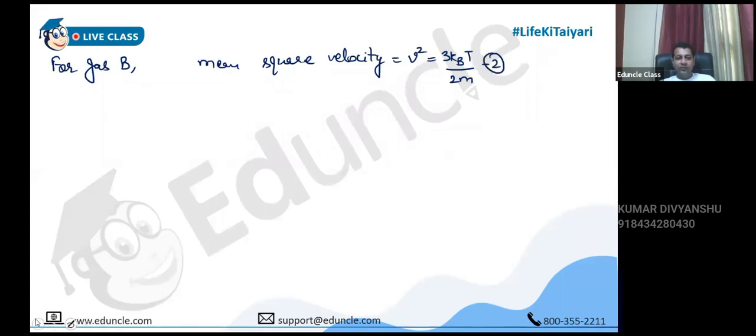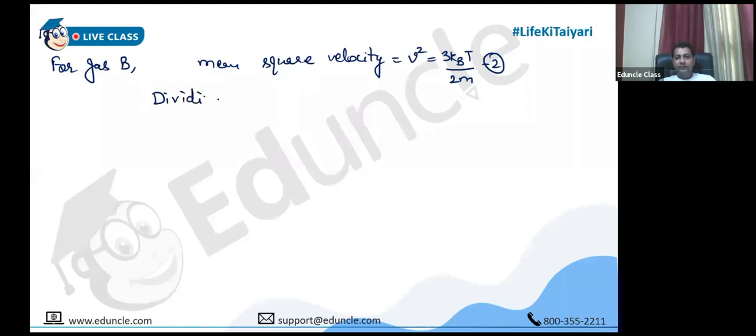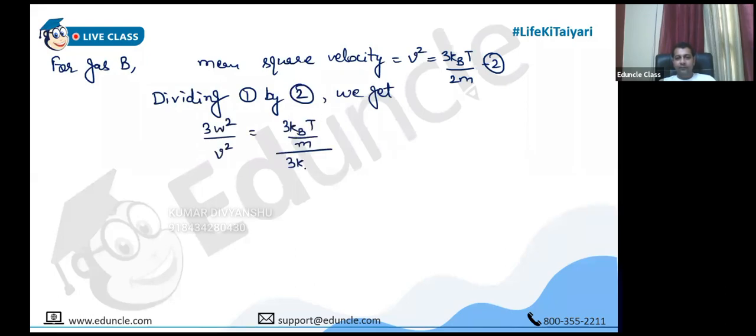Let this be number 2 and that be number 1. So now we have to get W square by V square, dividing 1 by 2. So the 3kT by m factor will get cancelled, and the 3 will come to the right hand side. So this is the answer: 2 by 3, that is option D.